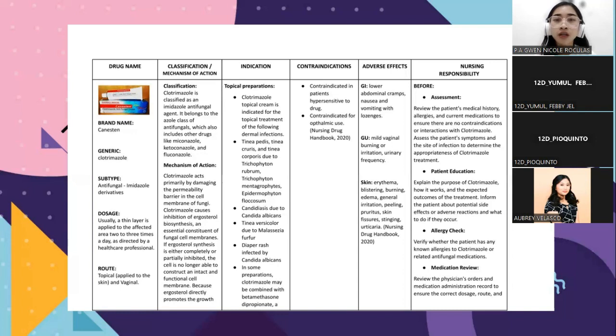So there are classifications and mechanism of action of clotrimazole. When we say classification or mechanism of action, it is the specific biochemical interaction through which a drug substance produces its pharmacological effect. As you can see here, clotrimazole is classified as an imidazole antifungal agent. It belongs to the azole class of antifungals, which also includes other drugs like miconazole, ketoconazole, and fluconazole. The mechanism of action is very long.